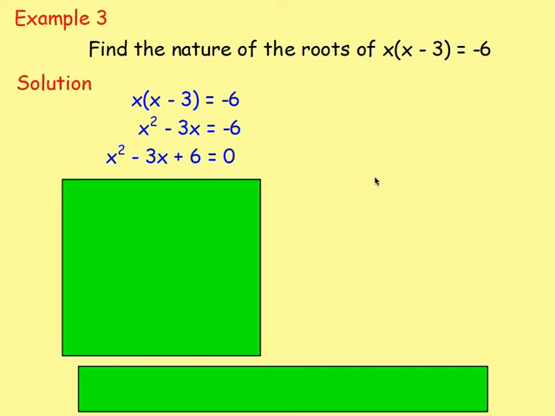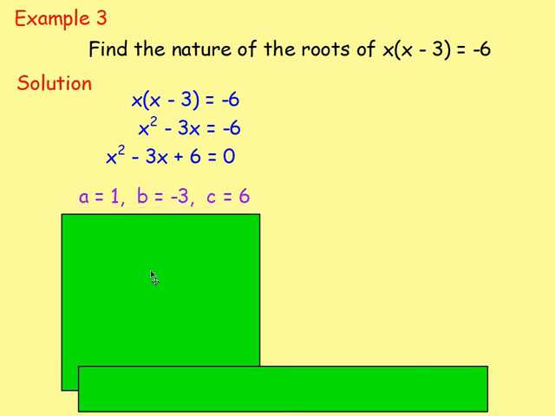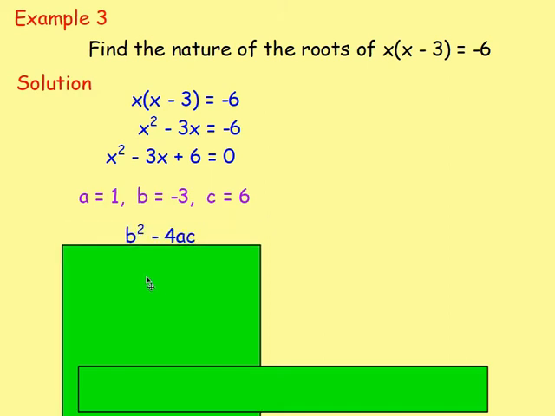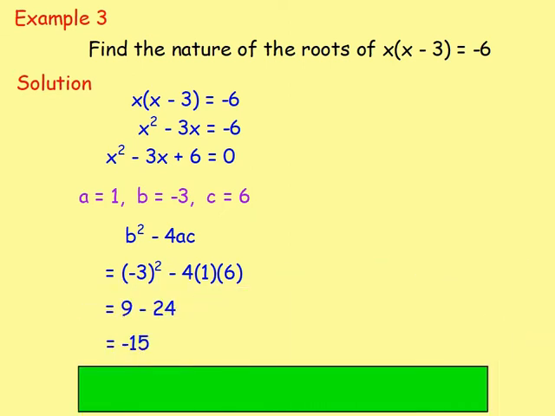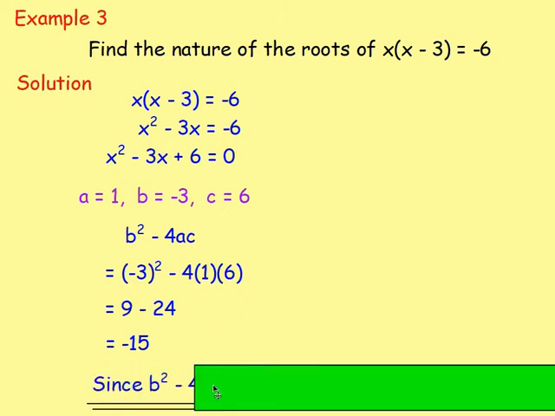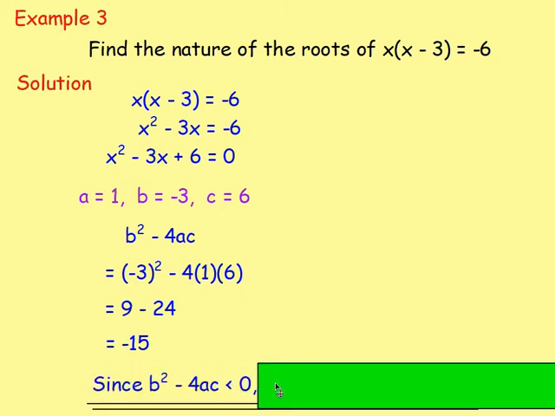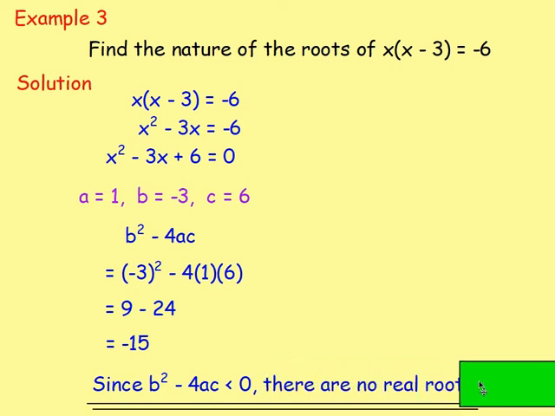From there you're back to what we were doing with the previous examples. Write down the values of a, b and c. A is 1, b is negative 3, c is 6. And then from there, if we want the nature of the roots, use the discriminant. b squared minus 4ac will give us negative 3 squared, take away 4 times 1 times 6, which gives us negative 15. Once again, finish that off with a sentence. So since b squared minus 4ac is less than 0, there are no real roots.